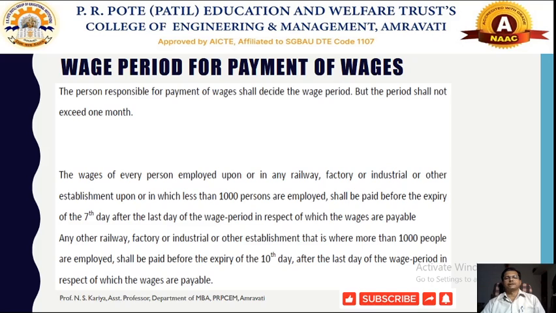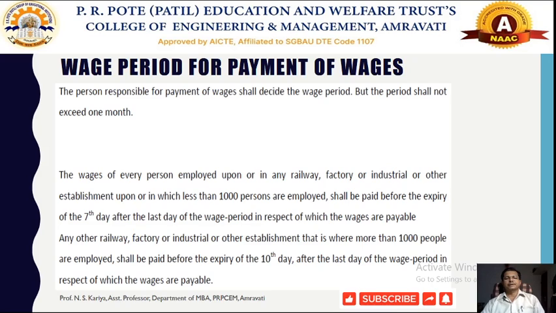Wage period for the payment of wages. As we discussed in the last session about payment of wages and some earlier provisions in this Payment of Wages Act, each and every employer has to make the payment of wages to the workers within some appropriate period of time, and that period shall not exceed 1 month. On completion of every month, all the workers are liable to get the wages. Generally on the 7th day, or in some industries on the 10th day of every month, after completion of the wage period, the workers are liable to get the payment of wages for whatever labor they performed in the factory or whatever form of industrial establishment.